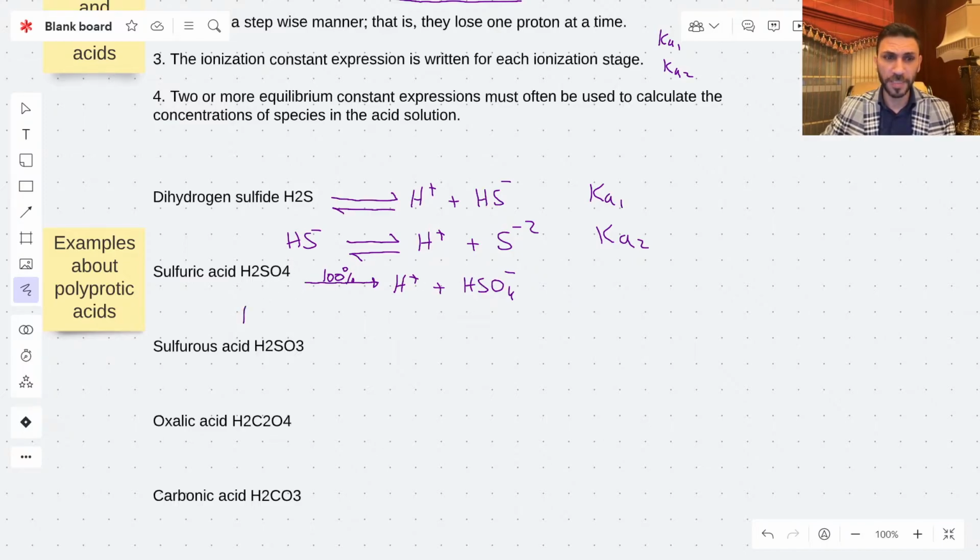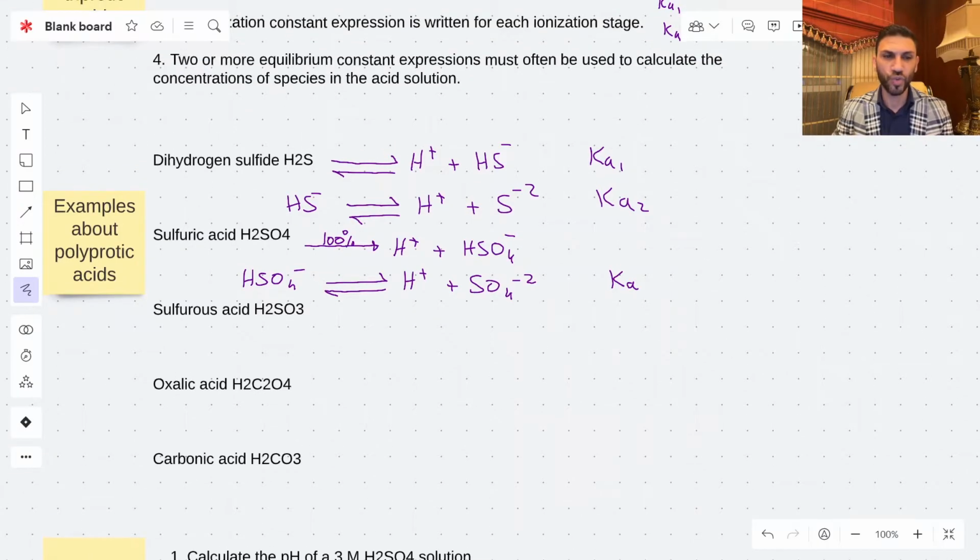Now, the second step is HSO4-, which is a weak acid, so it ionizes in a reversible reaction to give you the other proton plus SO4 2-, and in this case we have the ionization constant expression, which is Ka. Similar thing for sulfurous acid, a weak acid, oxalic acid, and carbonic acid. I want you guys to try to write the equations for each of those three acids.